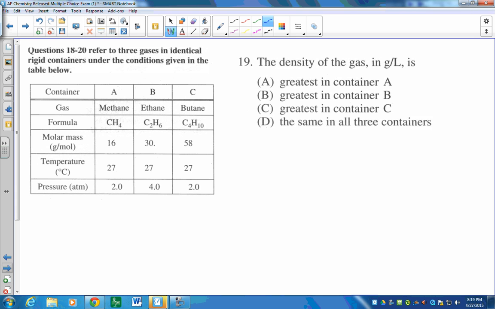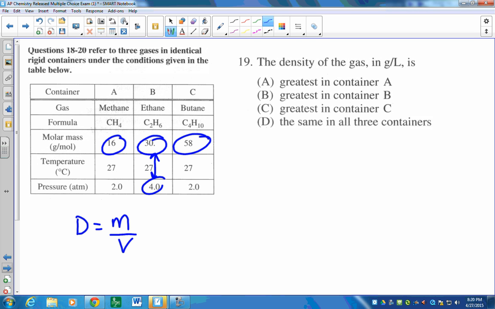19, the density of the gas is, now remember, density is mass over volume. And so I would not say the density is the same, because they are interesting. So this one, because it has the biggest mass, I think it's the most dense, but this is bugging me here. I've got to think about how I did this problem. B, why is it the biggest in B?